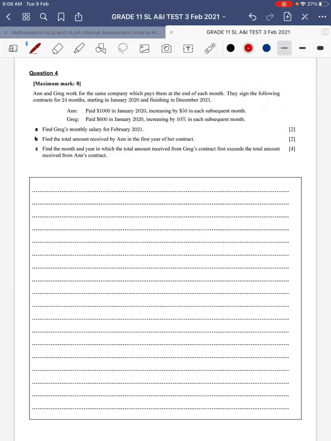Now, even before you look at parts A, B and C, it's always a nice idea just to put down what's going on. Here's Anne, here's Greg. Anne is paid 1,000 in January 2020, so January 20. I'm going to put February 20 because it looks like they're paid each month. Here's March 20 and here's April 20. Okay, so we're just going to do this just to get a feel for what's going on. So Anne's paid 1,000 and these are all dollar amounts. Okay, so we'll just put that to the side, dollar amounts. Increasing by $50. So there's an increase of 50.